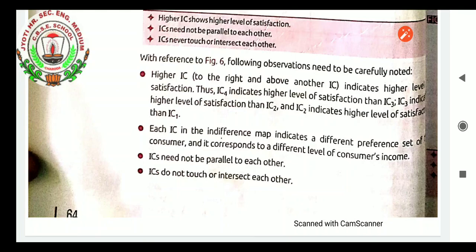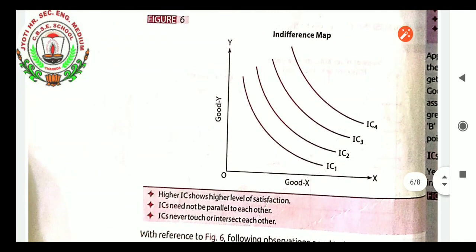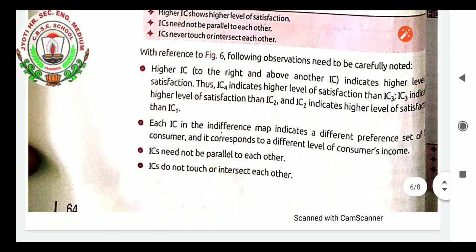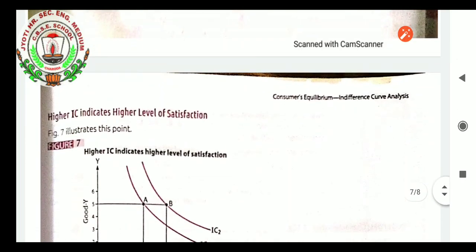ICs need not be parallel to each other, that you must remember. ICs do not touch or intersect each other, that also you must remember. So these are the properties to be kept in mind when drawing ICs. When asked, what is the rule? You have to write these four rules: about the satisfaction level, about the highest level of IC, and that ICs in the indifference map are not parallel to each other and do not intersect each other.